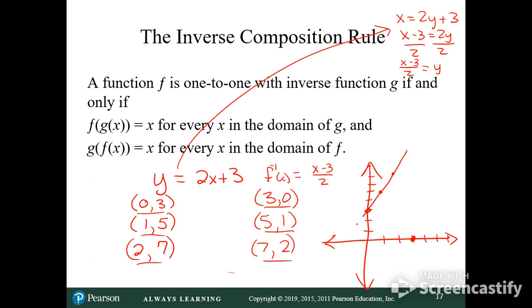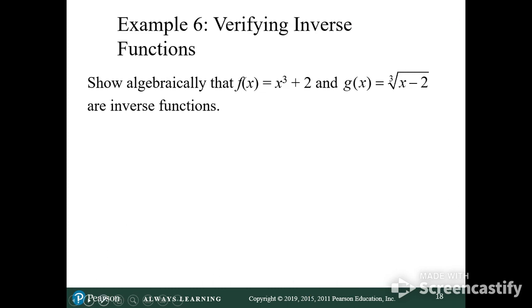The original function looked like this. The inverse to that function looks like that. Crosses this line. Okay. All right. Are these inverses of each other?